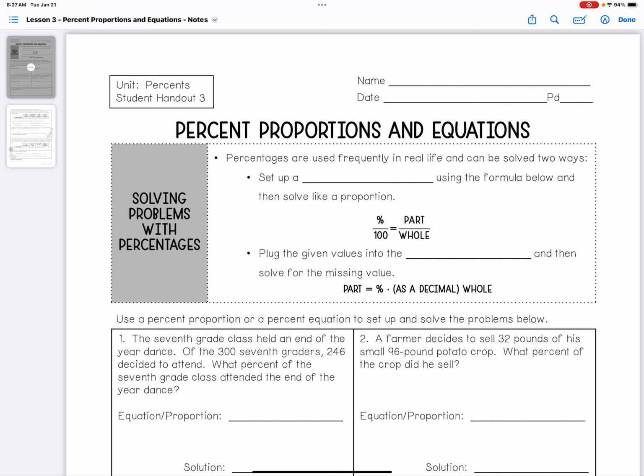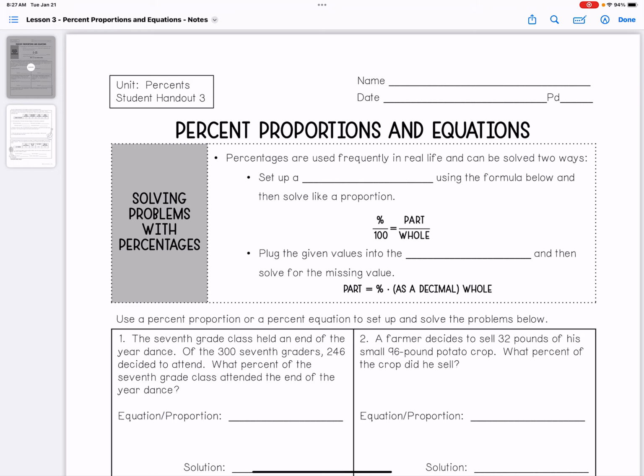Percentages are used frequently in real life. For real. I do it all the time to figure out tax, or to figure out my tip when I'm going out to eat. So this is something you're going to use in real life. So we're going to try to use some mental math on top of this. All right. Percentages are used frequently in real life, and they can be solved in two ways.